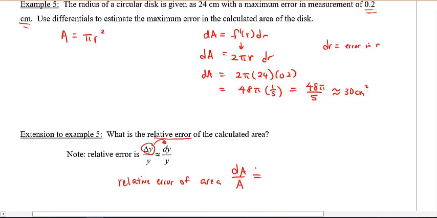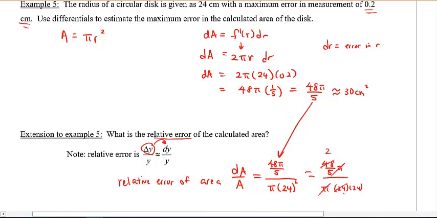Well, we calculated dA from the top. That's 48 pi over 5. The area calculation is just pi r squared. That's 24 squared. And now I'm thinking if I do that, 48 over 5 pi, this is pi times 24 times 24. Notice the pi's cancel out. The 24 and 48 reduce to 2 and 1.